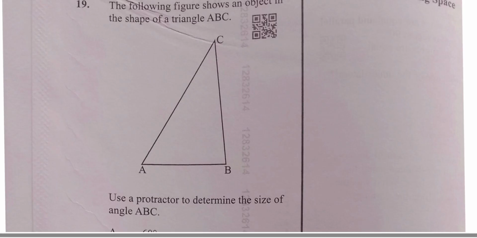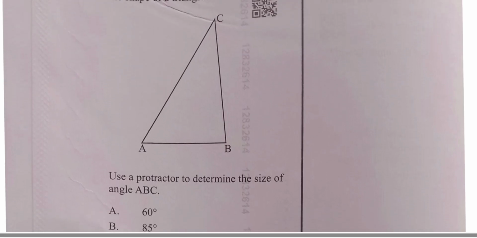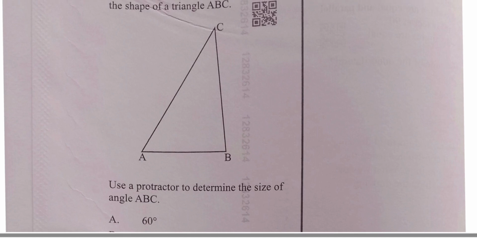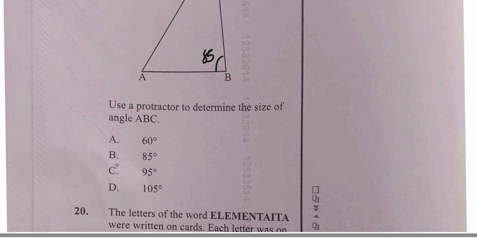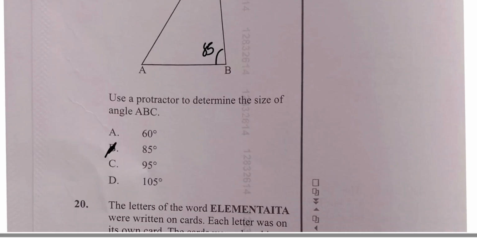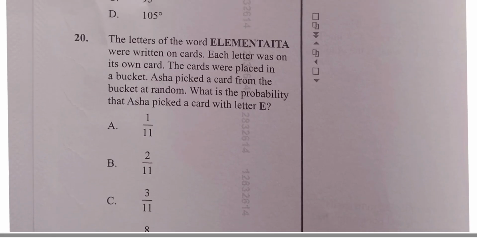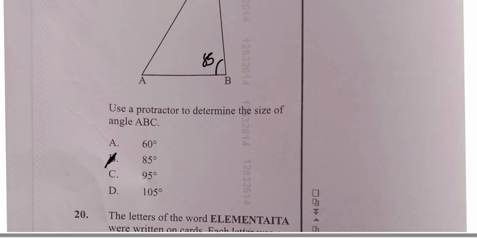The following figure shows an object in the shape of a triangle ABC. Now I don't have a protractor, but I can guess this one. We use a protractor to determine the size of angle ABC. But if I look at it, it doesn't reach 90. I know it doesn't exceed 90. So basically it's around 85, if I can guess. It can be 60, but I'm not sure for this case. I'm just giving out my perception. So in your own time, find a protractor and measure it.